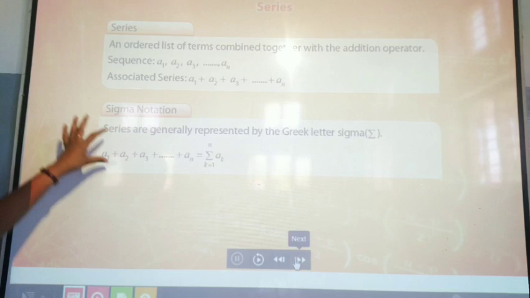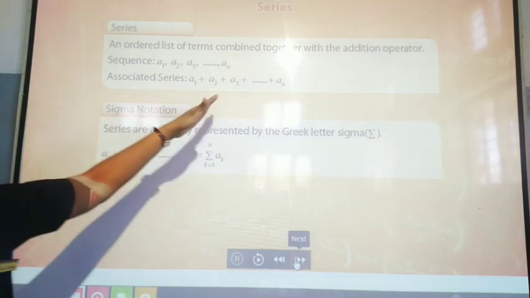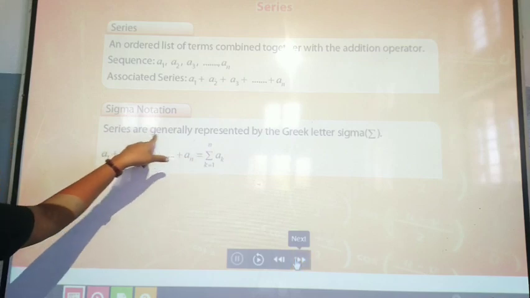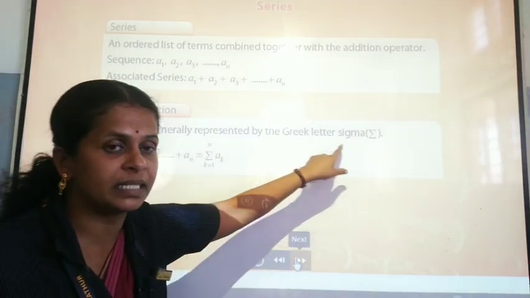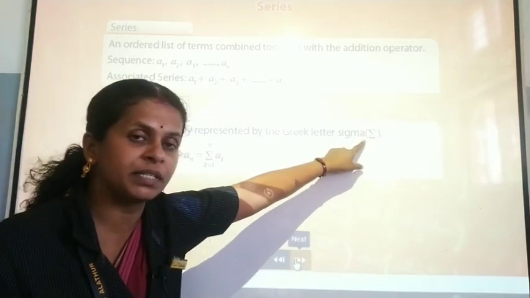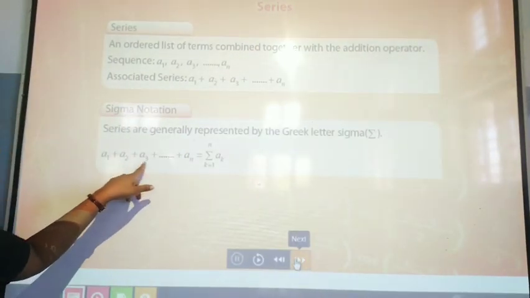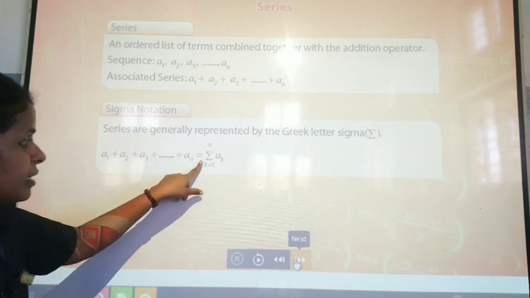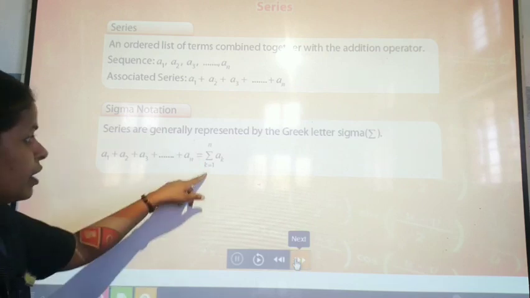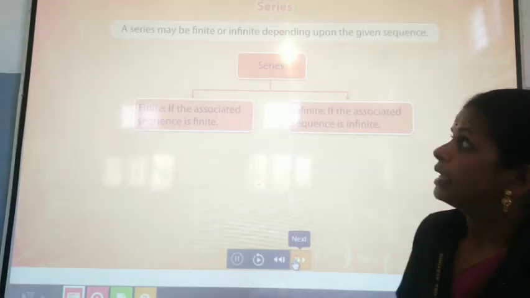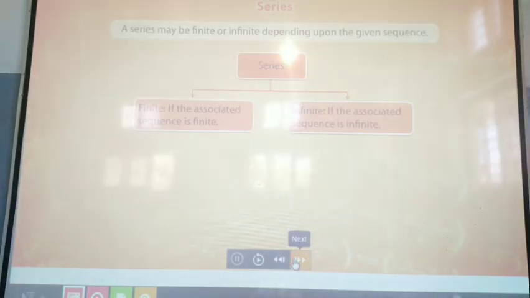Okay, so for that we use the sigma notation. Instead of writing each term and the sum, we can use the notation of sigma. That is, a series is generally represented by the Greek letter sigma. What does this sigma letter mean? It is sum. So A1 plus A2 plus etc plus AN we can write in the form of sigma k equal to 1 to n AK.